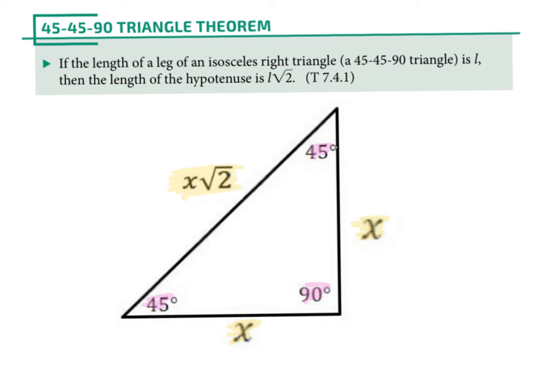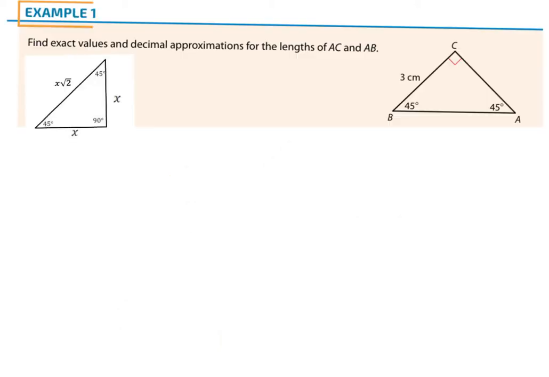All right, so let's use it. Look at example 1. Find the exact values and decimal approximations for the lengths. Exact value means give me the radical form. Decimal approximation means plug it into your calculator and round it, okay? So you are going to be looking for those instructions when I give you a test or quiz. Exact means radical form. Round means plug it in, okay?